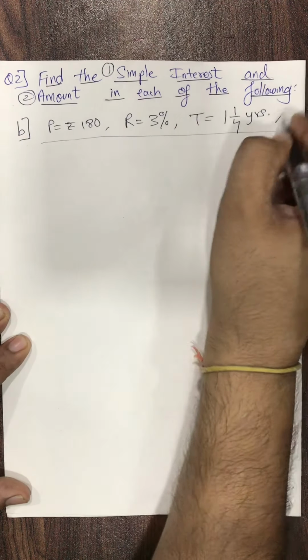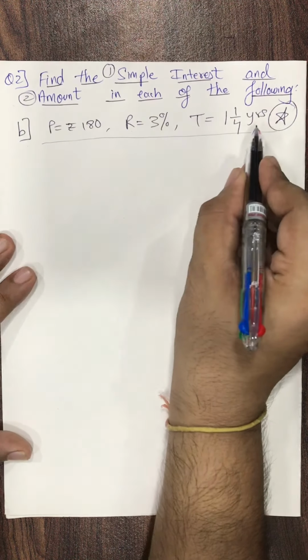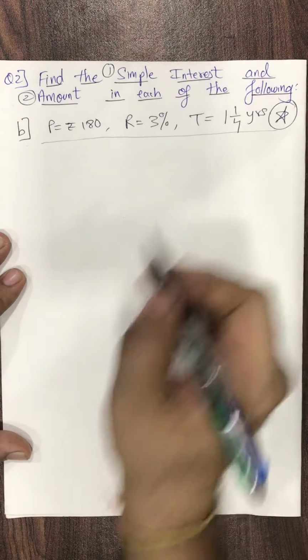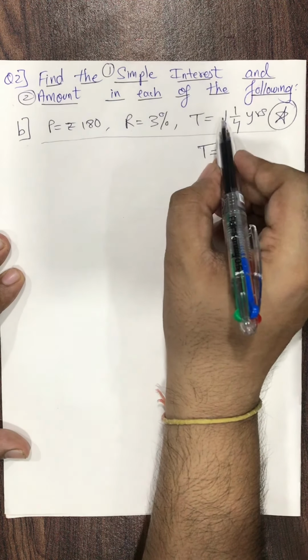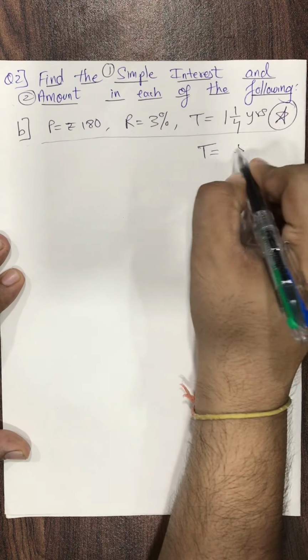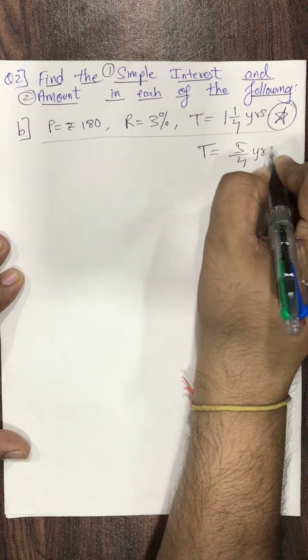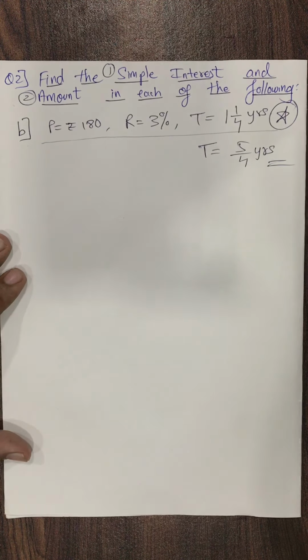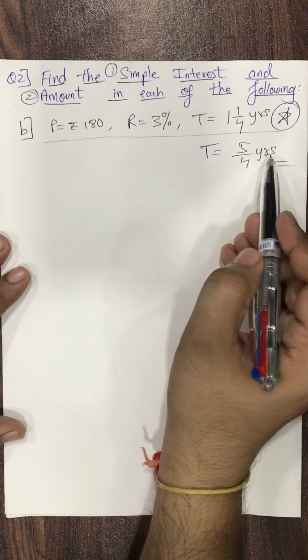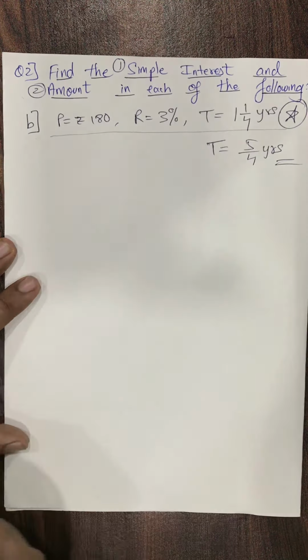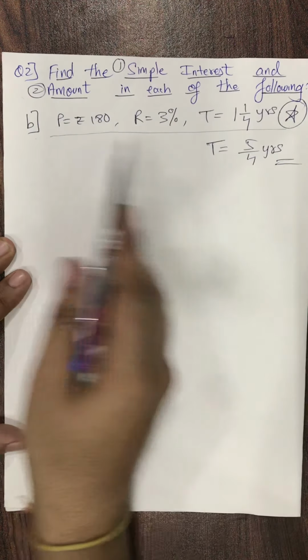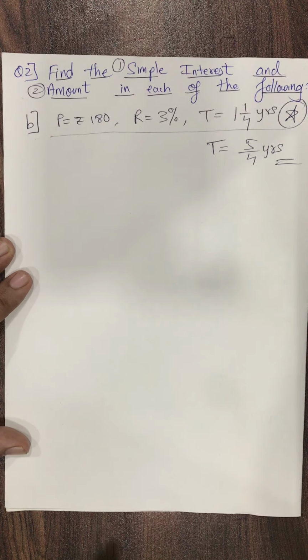I told you students that the time period should always be in years. But here the mixed fraction is given, so we need to convert it into a normal fraction. 4 ones are 4 plus 1, 5. So 5 upon 4 years. It's fine if it's in fraction. Never convert into decimal point. P, R, T, all the three parameters are given. We just have to find the simple interest.